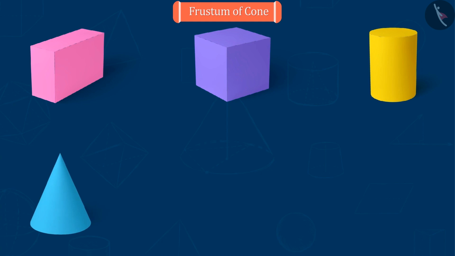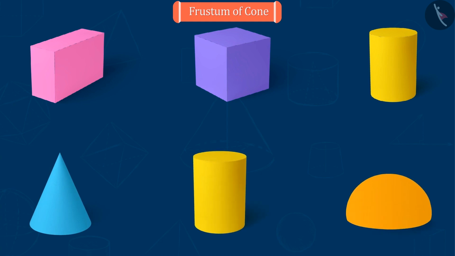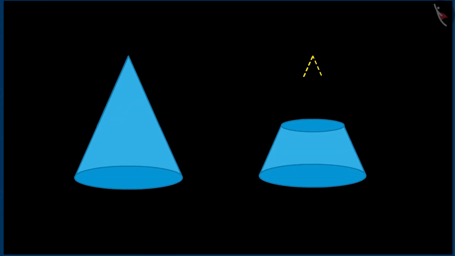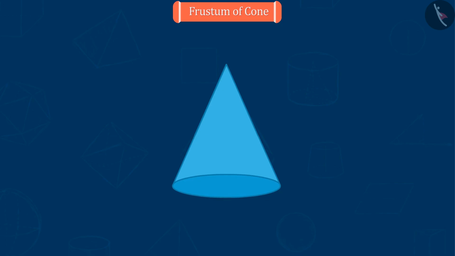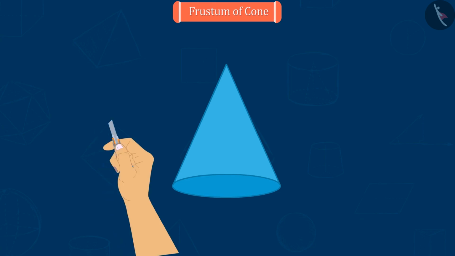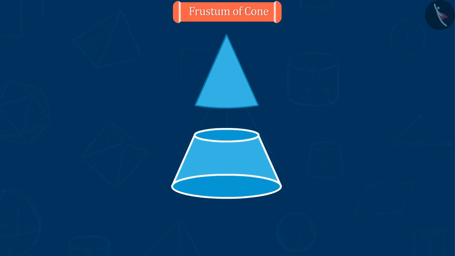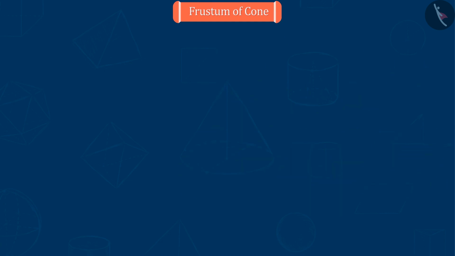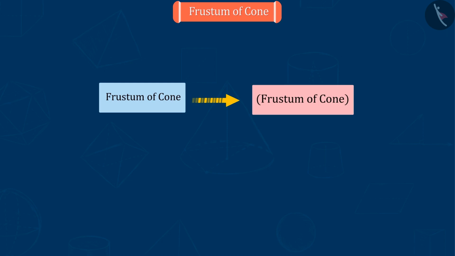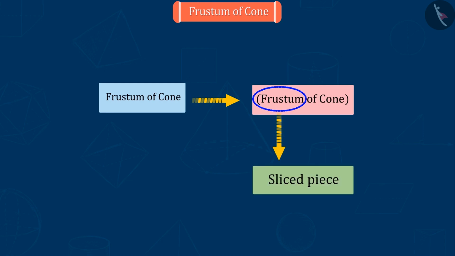Dear children, let's see a new shape of this solid family, which looks like a cone but is not a cone by shape. It's a part of a cone. We call it the frustum of a cone. If a cone is cut horizontally, it gives one frustum of a cone. Today, we will know this. When the pointed area of the cone is removed, the rest is called the frustum of the cone. Frustum is a Latin word which means sliced piece.